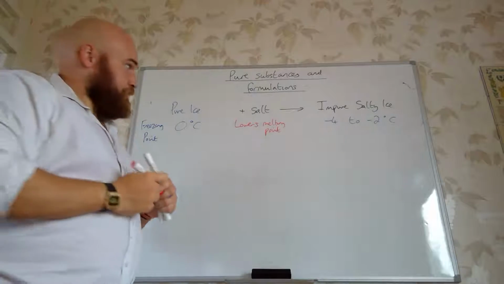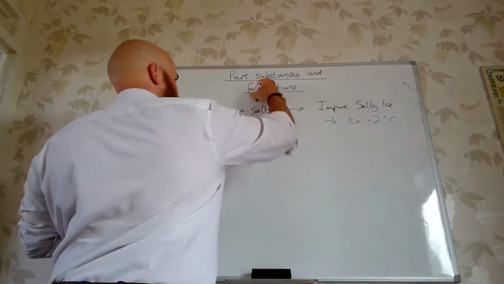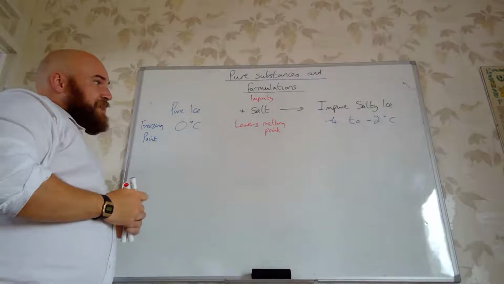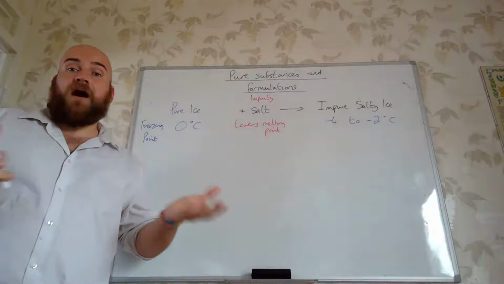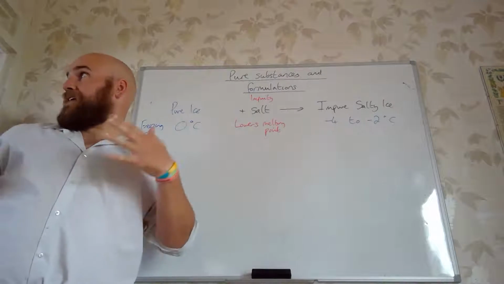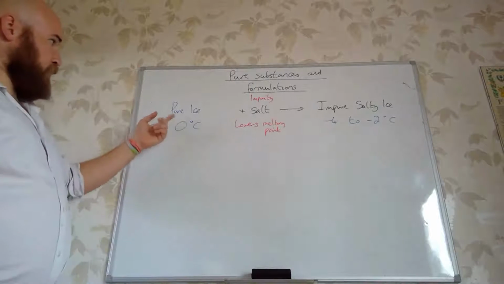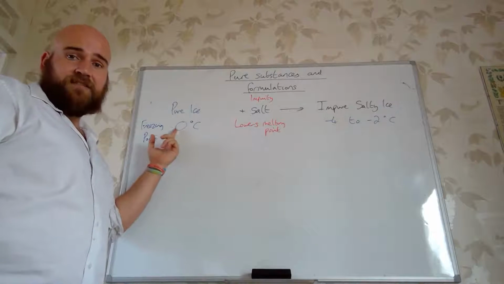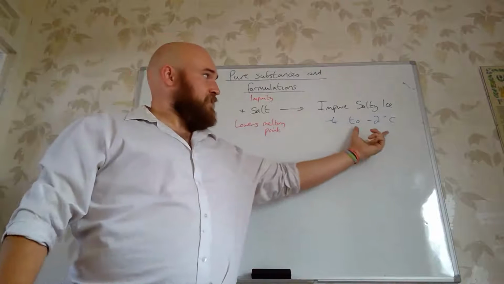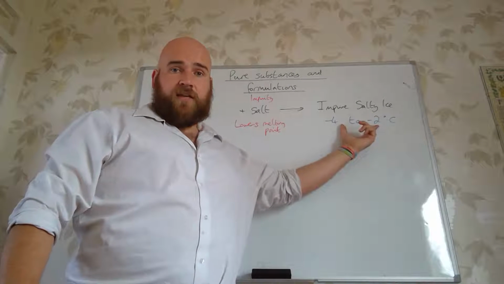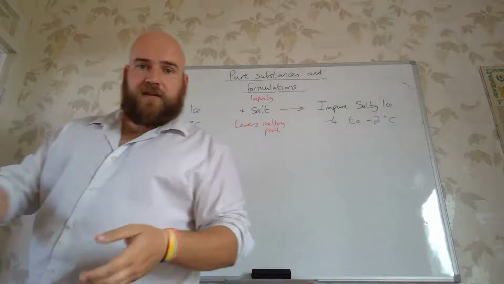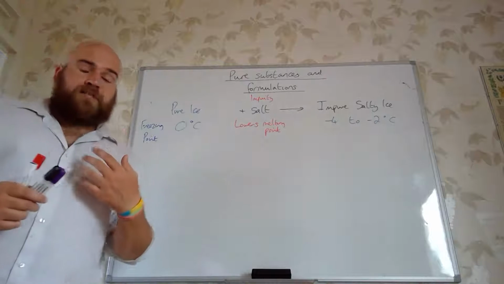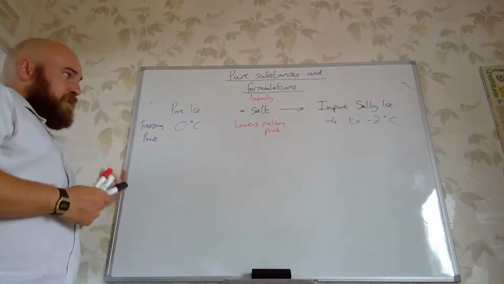So that impurity lowers the melting point. That just basically means if, let's say, it was -1 degrees Celsius outside, pure ice would still be frozen. But if it was -1 degrees outside and there was salty ice, then that ice would have turned into a liquid, which is why people do it. They go outside and sprinkle salt all over the paths and the roads to lower the melting point of the ice. So impurities will lower the melting point.